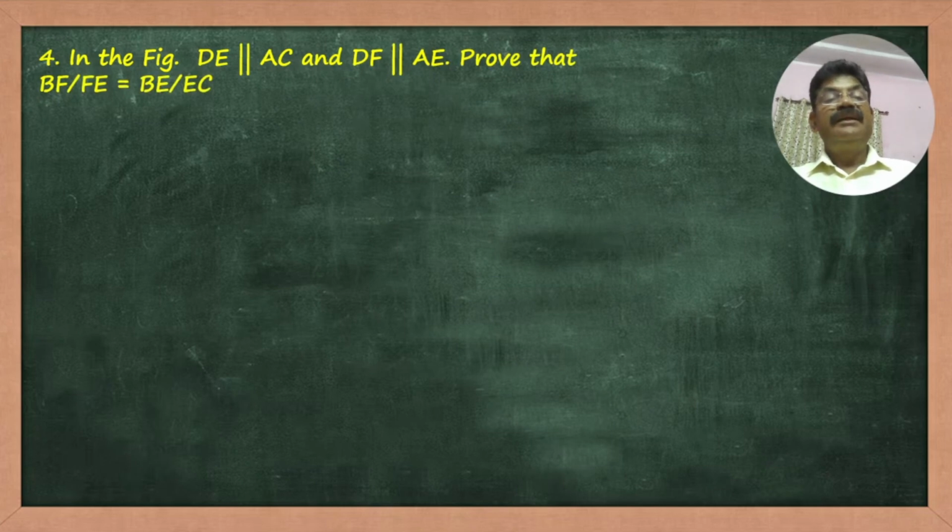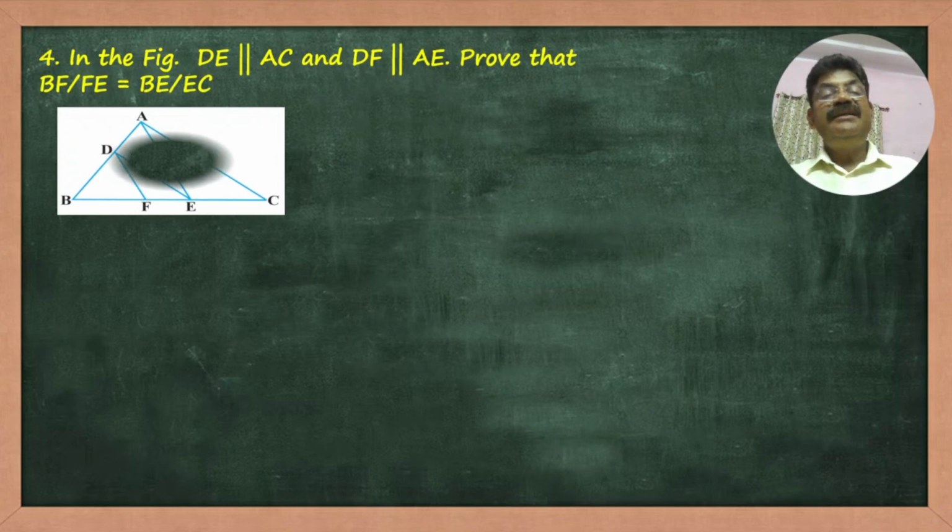Fourth problem. In the figure, DE is parallel to AC and DF is parallel to AE. Prove that BF divided by FE is equal to BE divided by EC. You have to carefully see the triangles for which you can apply theorem 6.1.